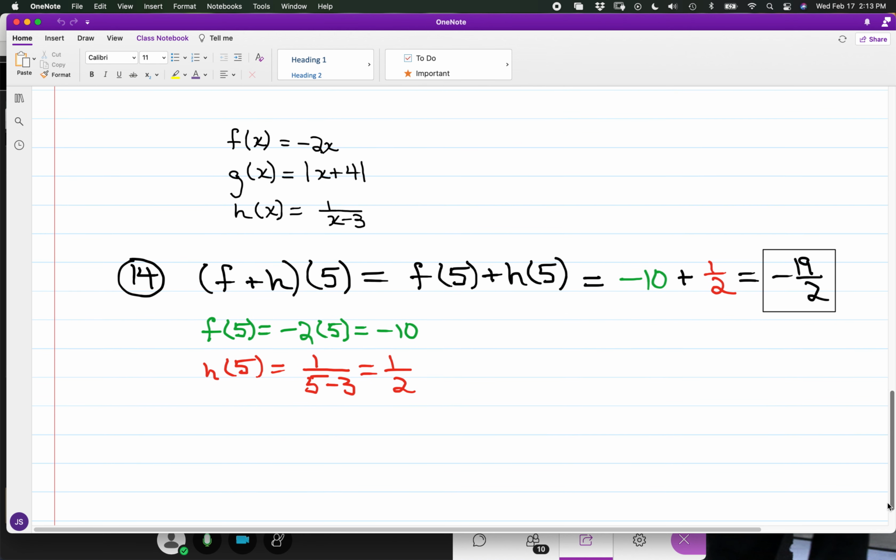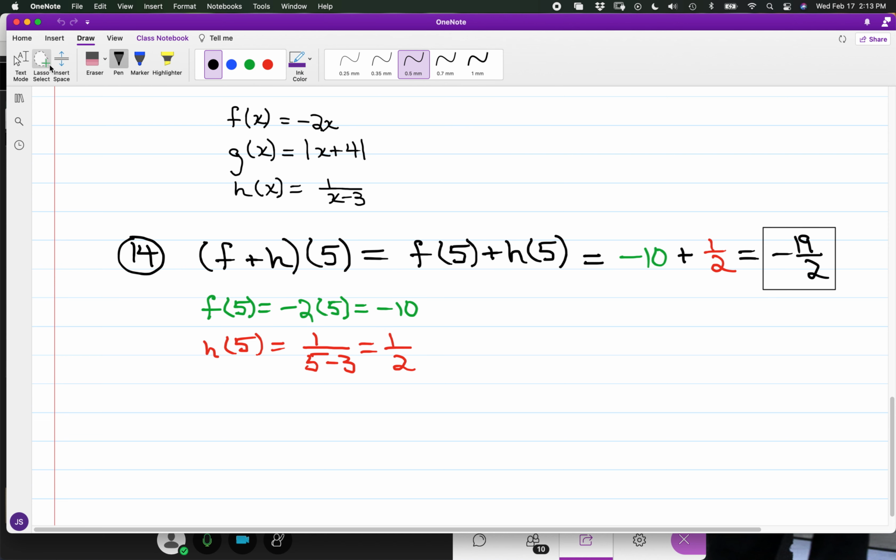Now, for the case of the next even numbered item, and this time we have working with quotient functions. And in the case of number 16, this time we have h over f of x.